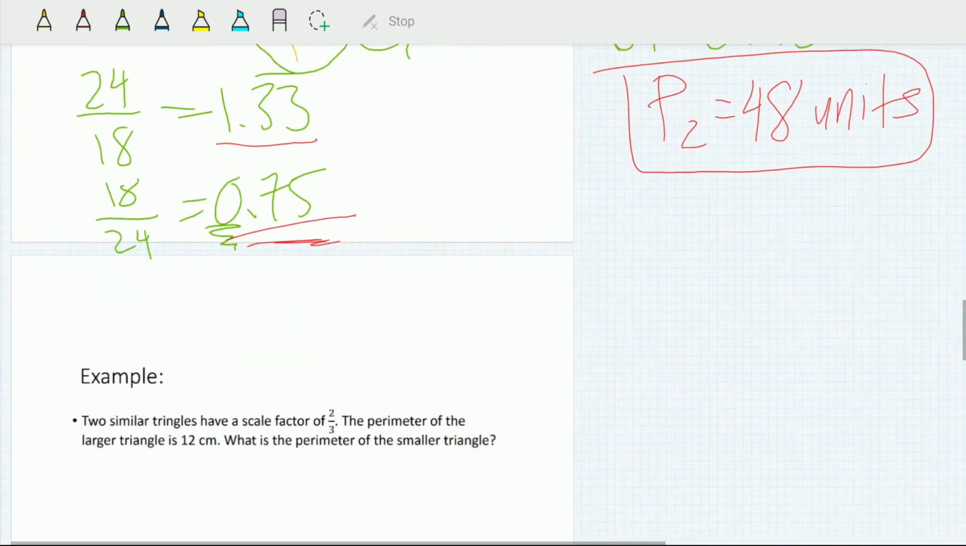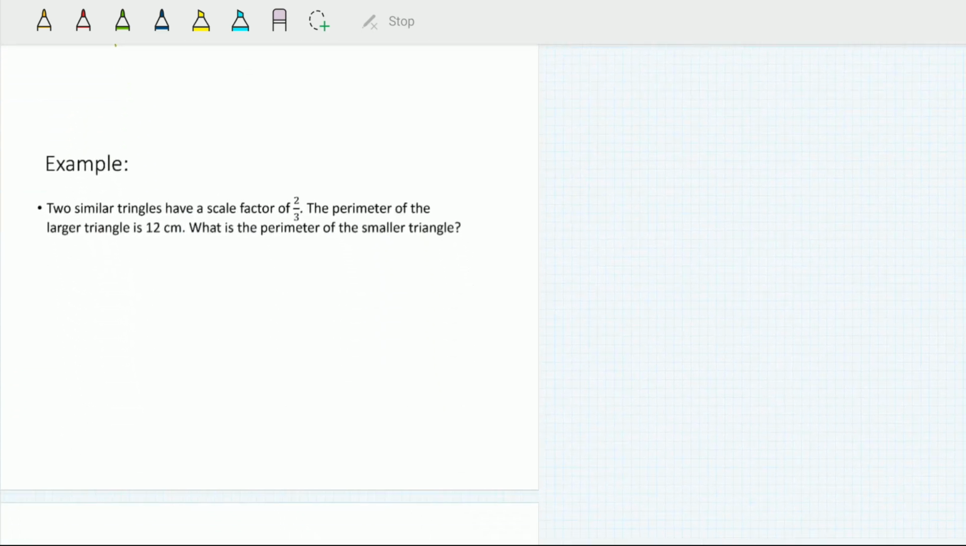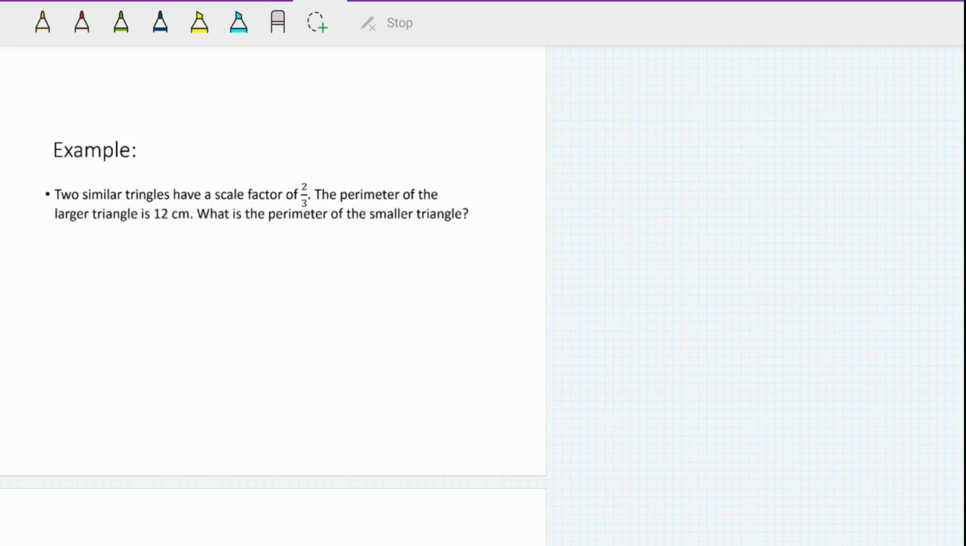Okay, so let's go ahead with the next example. The first thing I notice in this example is that I have no images or figures whatsoever. So this is completely a word problem, so we need to be very careful with this. If you need to, you can draw 2 triangles and see if we can figure this out. But for right now, let's just read it.